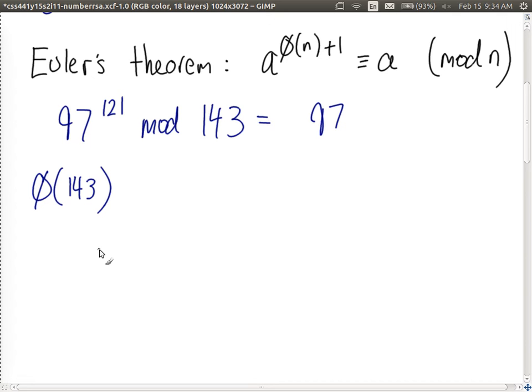Find the shortcut. That is not having to try all 142 numbers. And some of the shortcuts, remember, the totient of a prime is the prime minus 1. But I'm telling you, 143 is not prime, so that shortcut doesn't work. The other shortcut, the totient of a number which has two prime factors is equal to the totient of those two prime factors multiplied together. So the shortcut, find the two prime factors of 143. Find the factors of 143.